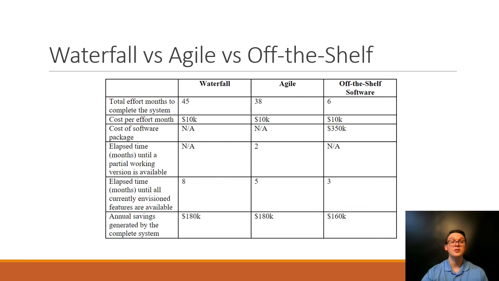Our three options to choose from are waterfall, agile, or off-the-shelf software. This chart displays the expected time, cost, and savings that comes with each option. Similar cost and savings are expected with waterfall and agile, but agile will take less time. Off-the-shelf software will be the quickest solution, but cost more upfront and save less over time.